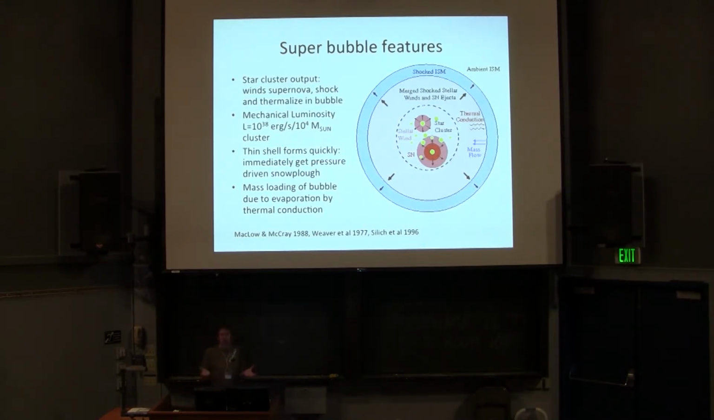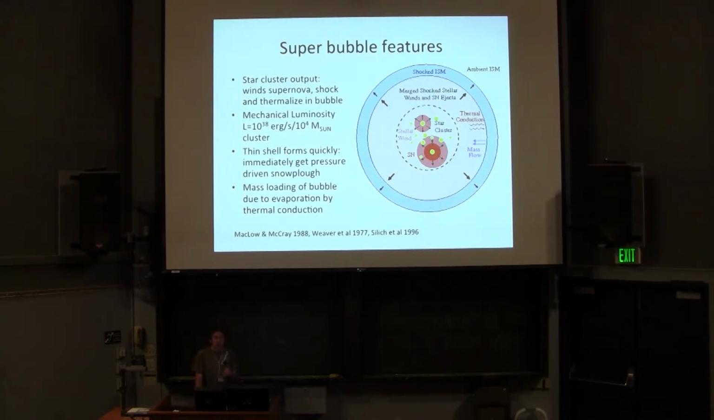So you don't really have a CDOV phase. That's one of the upshots of this. There's no real CDOV phase. You end up with a pressure-driven snowplow essentially instantly. And then the really open question is, how much do you mass load that bubble, right?